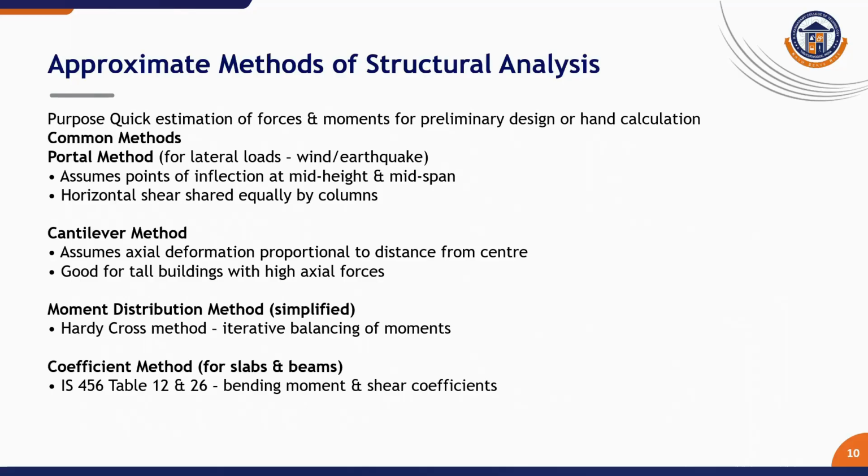The purpose of the approximate method of analysis is quick estimation of forces and moments for preliminary stages and hand calculations. Common methods: the portal method for lateral loads, which is wind or earth pressure, assumes inflection points at the midpoint of the columns and the midspan of the beams. The cantilever method assumes axial deformations proportional to distance from the center, good for tall buildings. Moment distribution method, iterative Hardy Cross method, and the coefficient method for slab and beam in IS 456 Table 12 and 26.